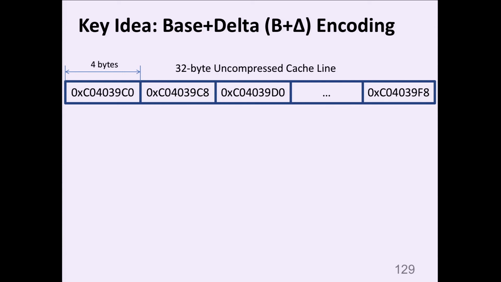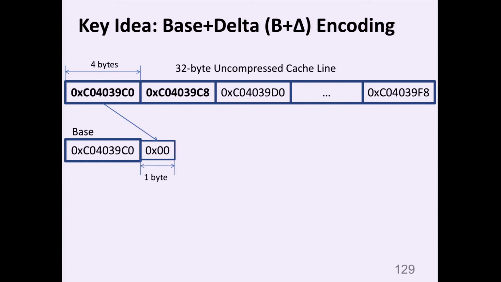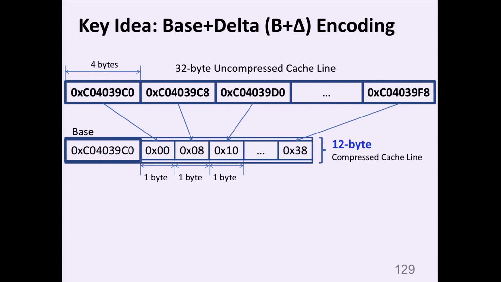Let's look at this. This is a 32-byte uncompressed cache line with pointers. You encode a base value. Let's assume the first 4 bytes in the cache block. You could do it at the cache block level too, but let's not go into that. That may be complicated. But the first 4 bytes in the cache block, you take that as a base, and you encode all of the other values as deltas from that base. Basically, you can do that with 1 byte per delta and a 4-byte base. As a result, you get only a 12-byte compressed cache line compared to 32 bytes in this case. So this already gives you a huge reduction. You save 20 bytes.